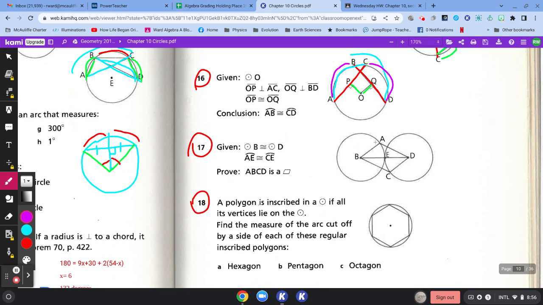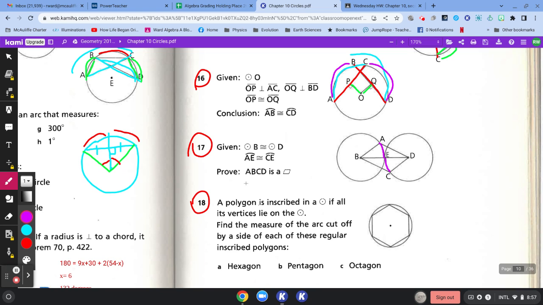17 tells us we've got circles B and D are congruent. We also are told that arc AE is congruent to arc CE. So let's label some of that information. So we know arc AE is congruent to arc CE. Okay. And I'm going to ask you to consider, what does it tell us about some of the segments here if the two circles are congruent?